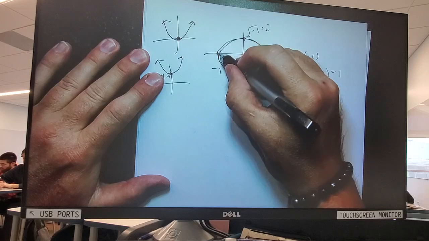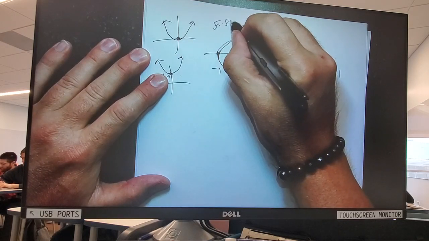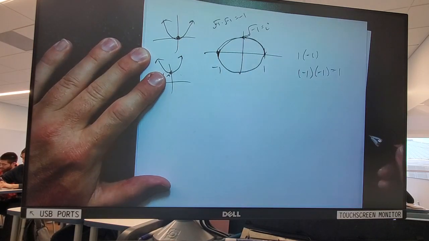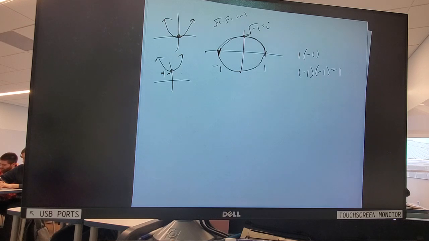So if I apply another one, which means square root of negative 1 times square root of negative 1, I sure enough get negative 1. So this is the first thing we've ever seen that if I multiply by itself, you get a negative. Okay. Is everybody with me now? This whole idea is going to come into play later.